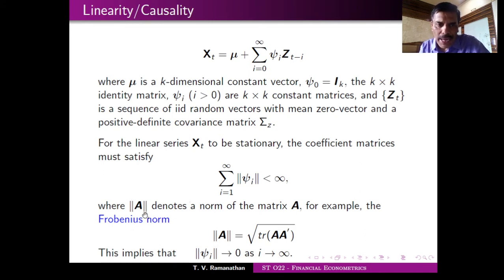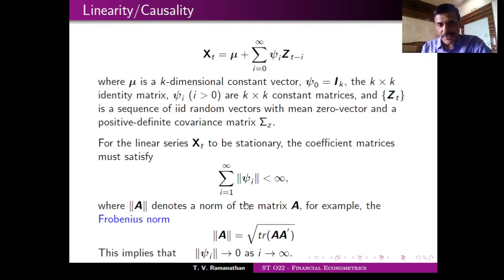Determinant denotes a norm of the matrix A. A single line we used to call the determinant, a double line is for the norm of the matrix. For example, the Frobenius norm is another type of norm which is more popularly used in matrix algebra. The Frobenius norm is nothing but the square root of the trace of psi i psi i prime. That's what the Frobenius norm is.